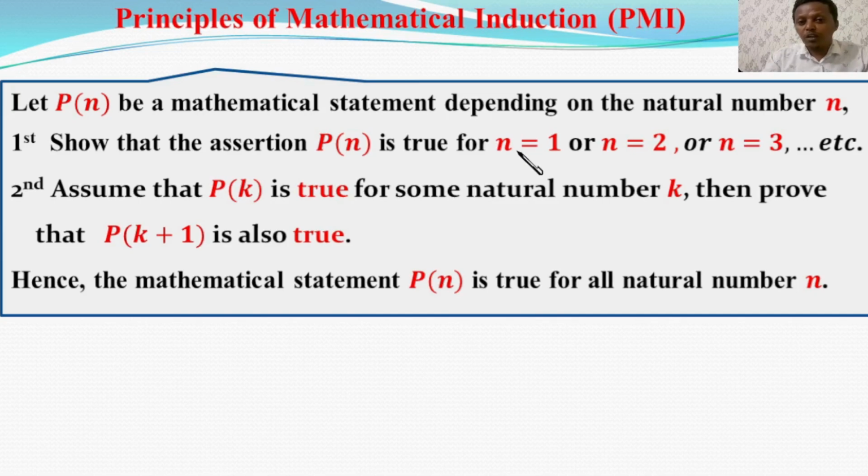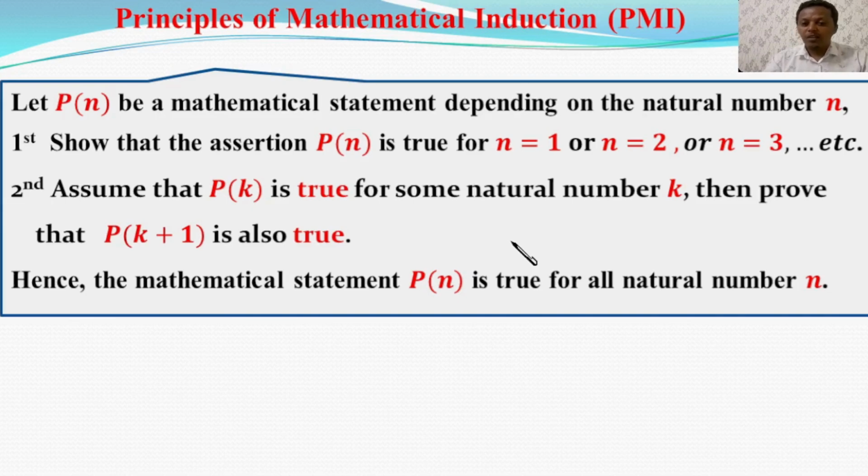So if it is true for k equals 1, by the second step it will be true for what? K plus 1. That means when k is 1, it will be true for 1 plus 1, so the statement will be true for k equals 2. Now if it is true for k equals 2, it will be true for k plus 1, which is 3. And if it is true for 3, it will be true for 4. Inductively, the given mathematical statement will be true for all natural numbers.